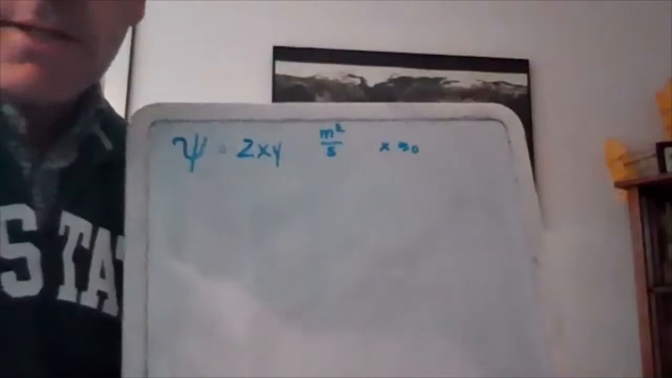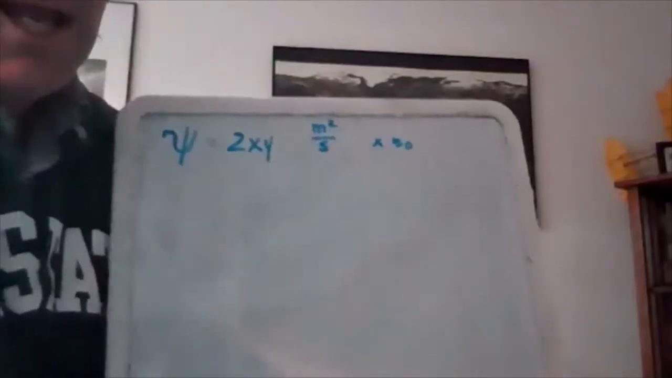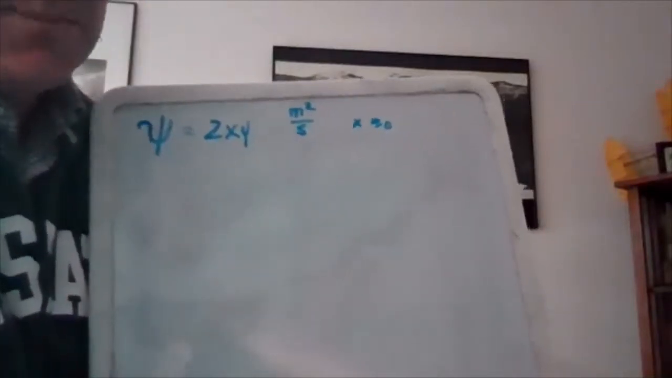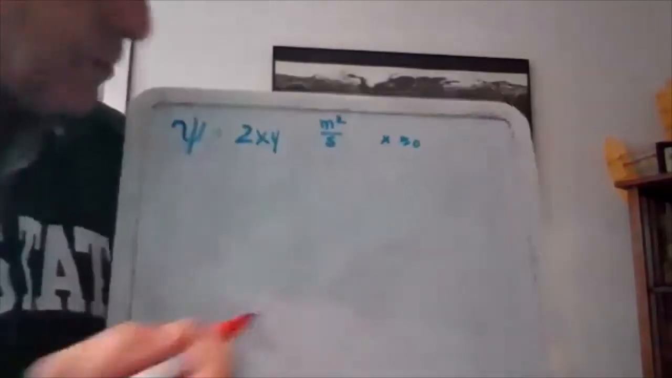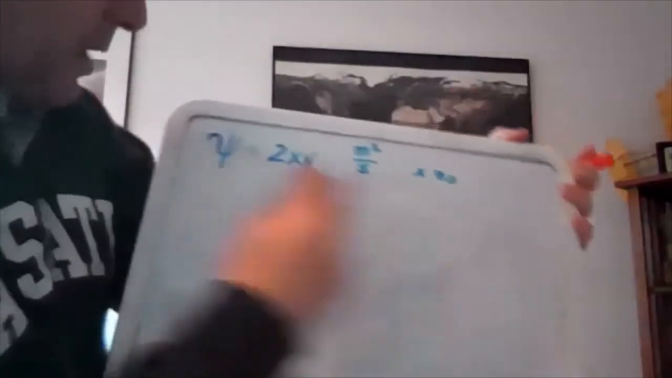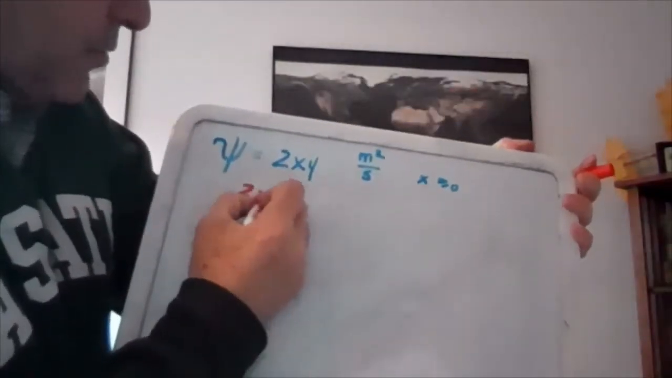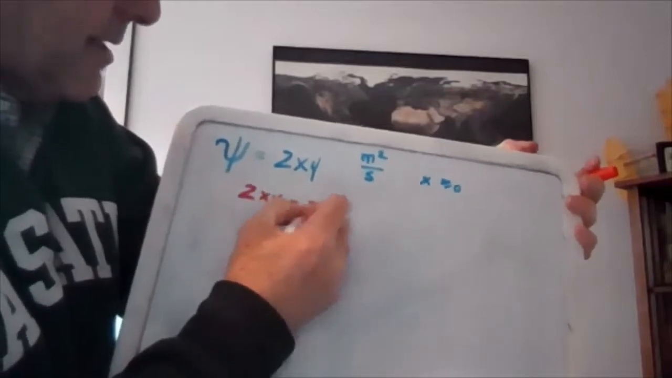So here we go. The first thing we want to do is graph it. And so what we're going to do is take that 2xy and set it to various values. You can choose whatever you want, but my first one, I'm going to pick 2. Why 2? Well, it works out nicely mathematically.